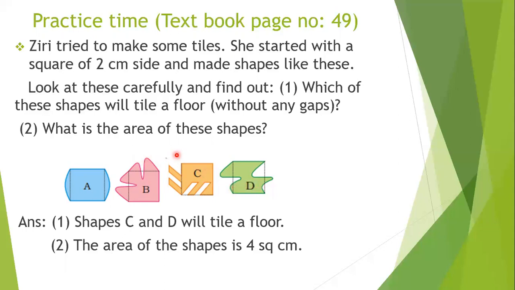Second question, what is the area of the shape? And for making one tile, what is the side of the square she used? 2 centimeter. And area of the square, you know, side into side. That means L into L, 2 into 2. That is 4 square centimeter. Area of the shape is, each shape is 4 square centimeter.